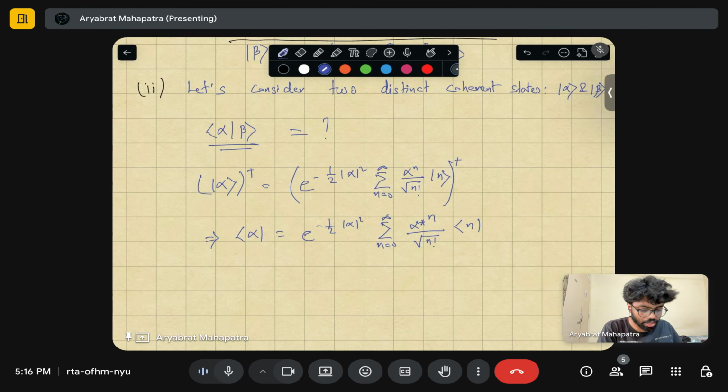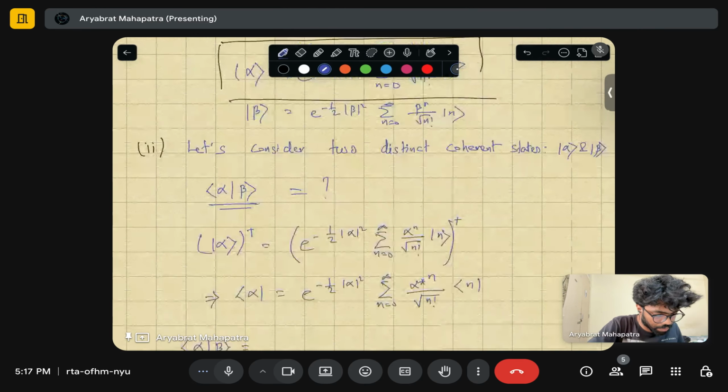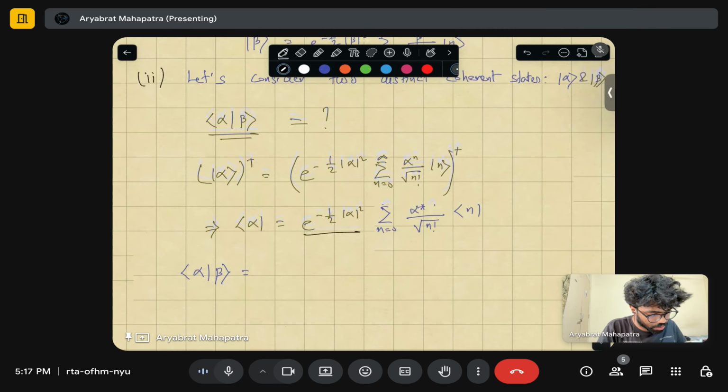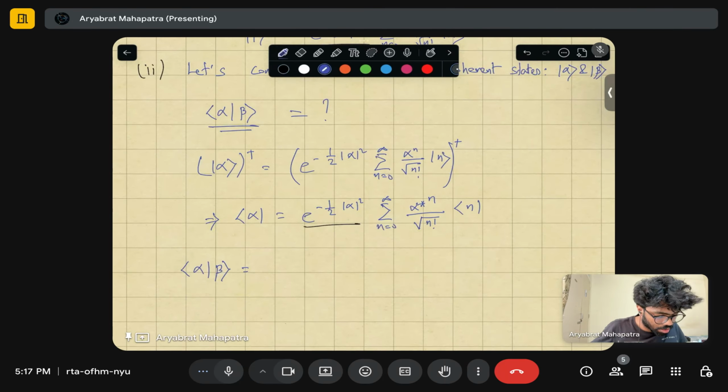Then you can take the inner product of alpha and beta. From both alpha and beta you have this prefactor, so I can pull that to the front, and that will give you exponential of minus half, alpha squared plus beta squared.